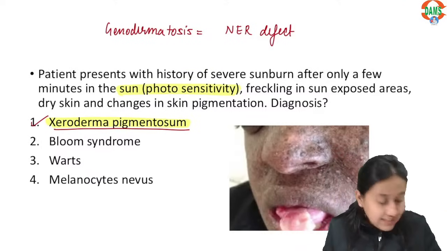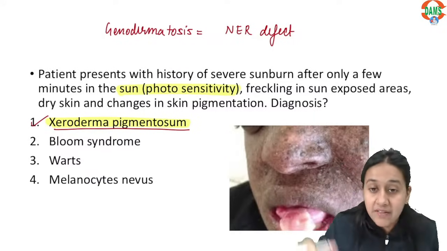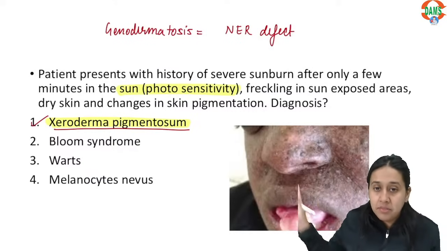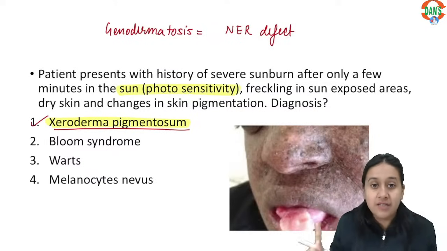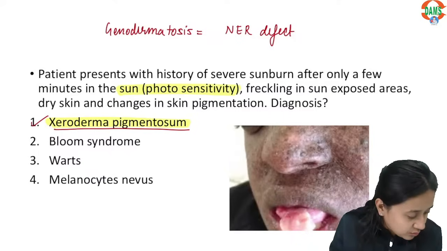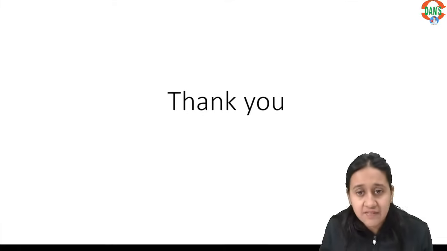So this is your last question which we did. And I hope everybody has understood why the answer is option number 1. Very characteristic image. Remember this. Freckling associated with photosensitivity is something which is very classical of Xeroderma pigmentosa. Okay? Chalo. So with this, we are done with today's session.